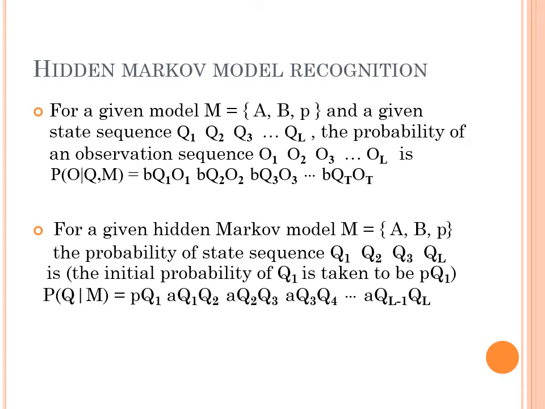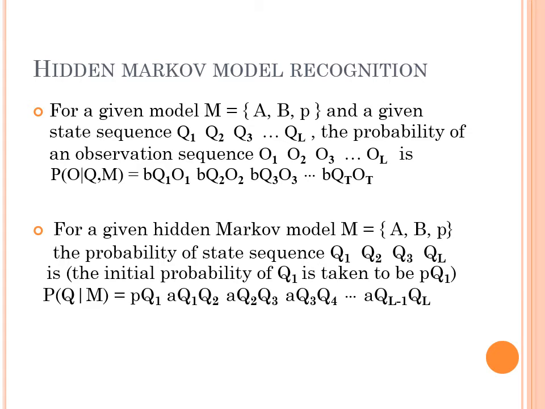Let us consider a given model M equal to three parameters: transition probability A, observation probability B, and pi, the initial transition. Given a set of state sequences Q1 to QL, the probability of observation sequences may be given as O1 to OL. Now this observation, the property of observation, is denoted by B of Q1, where Q1 is the state transition and O1 is the observation. Likewise, we can define the rest.